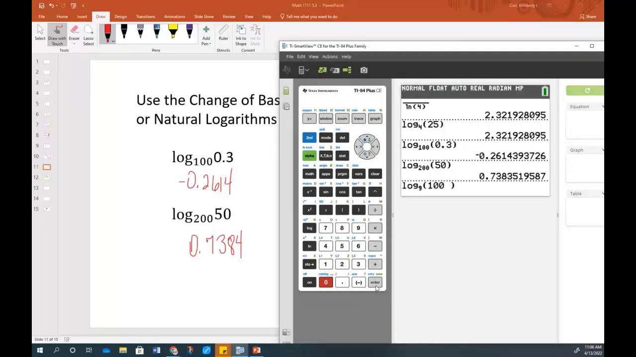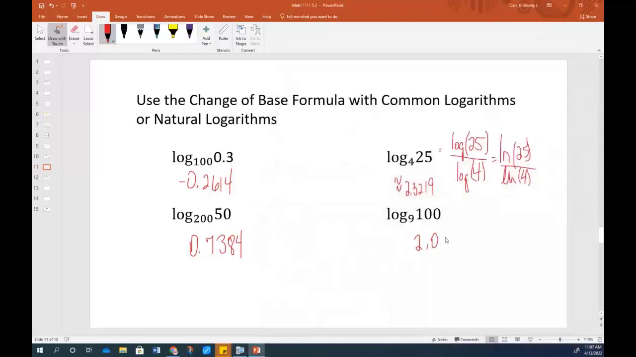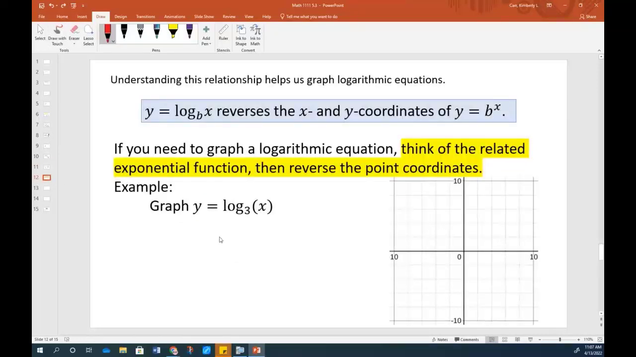9 to the what equals 100? I have no idea. 2.0959. Now this does make sense to me, because 9 squared is 81. So it had to be bigger than 9 squared. But 9 cubed is 273, so it's not nearly a 3. It's just barely over the 2. So we've used our calculator and change of base formula or the change of base program to do other problems that we can't do without it.